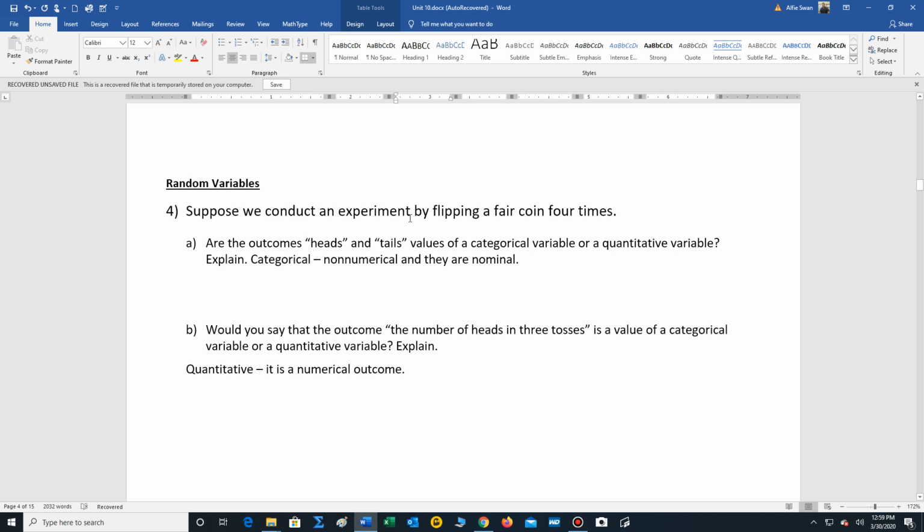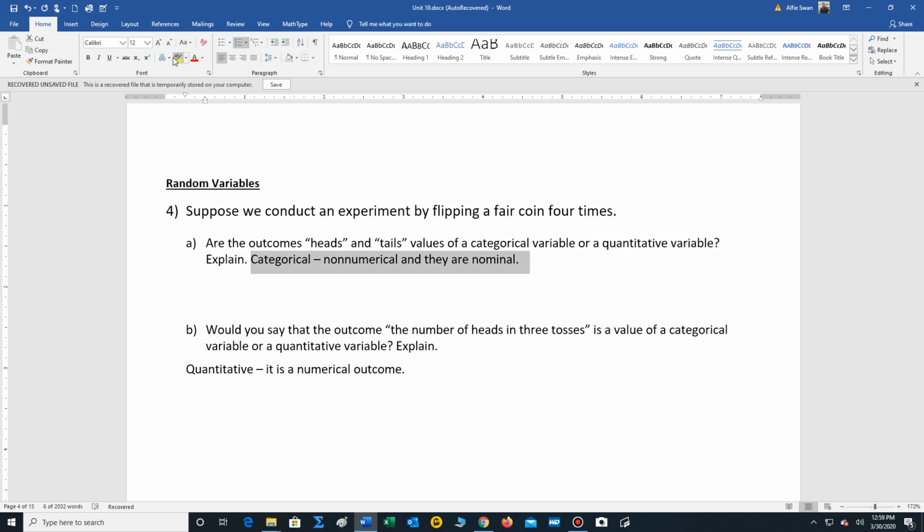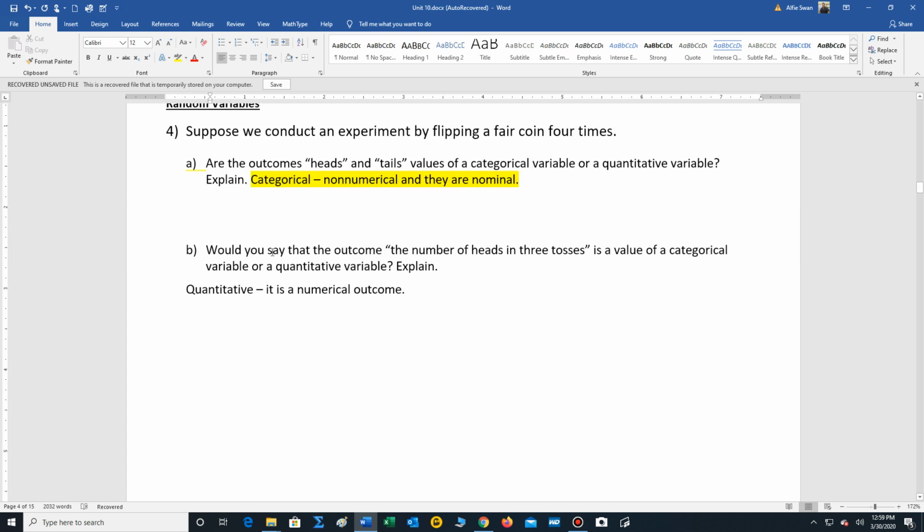Suppose we conduct an experiment by flipping a fair coin 4 times. Are the outcomes heads and tails values of a categorical or quantitative variable? Well, it's going to be categorical because it's non-numerical, and basically it's nominal, meaning they're just names that we assign. So categorical and non-numerical. And it says, what about the outcome, the number of heads in 3 tosses?